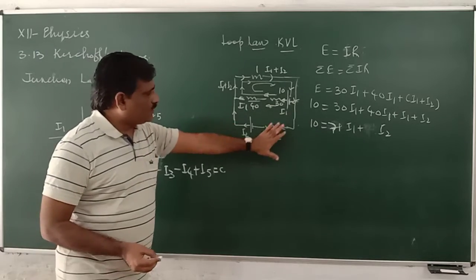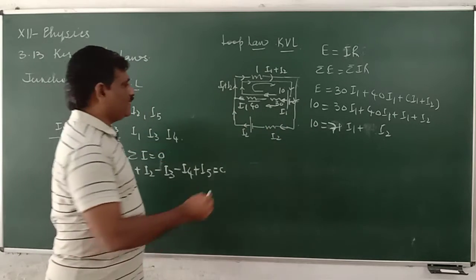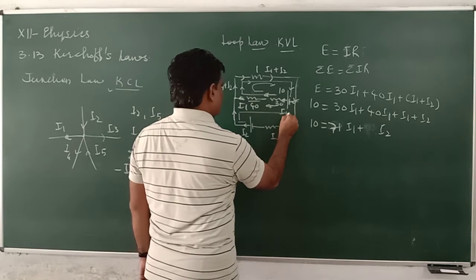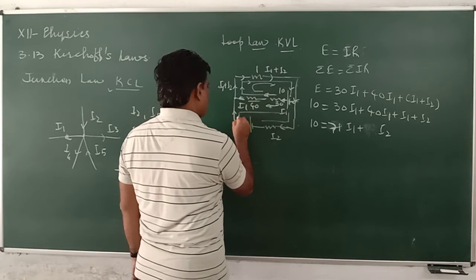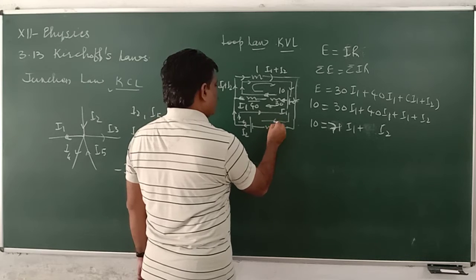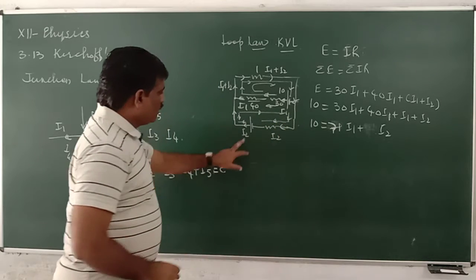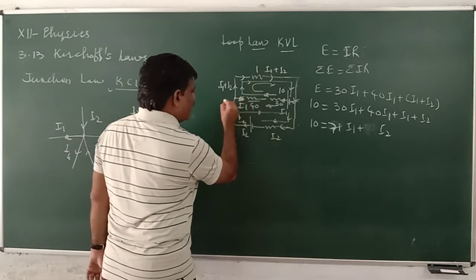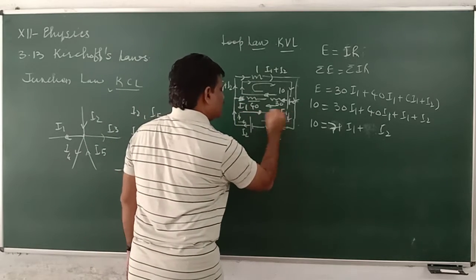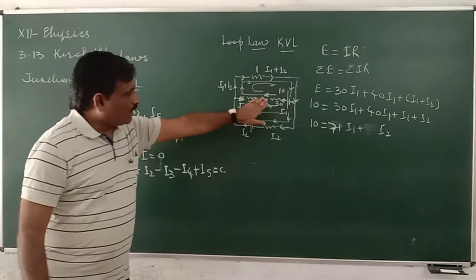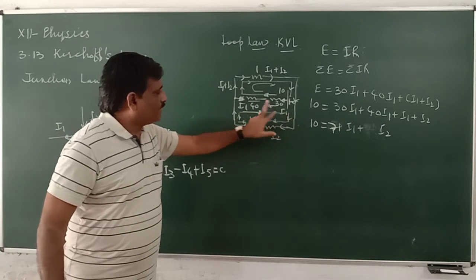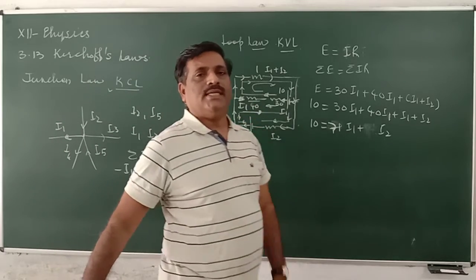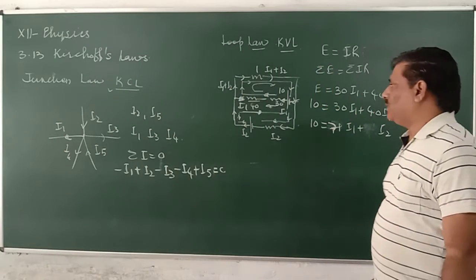Similarly, by tracing this loop we get another equation. Let us trace it clockwise. Clockwise means in this way. The current is going here, here, here and coming back here. But you can see here that through this one the current is coming to this side while the traced loop direction is opposite. So this current is negative because it is opposite to the direction of the traced loop.